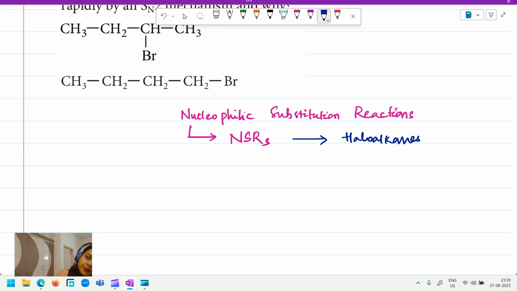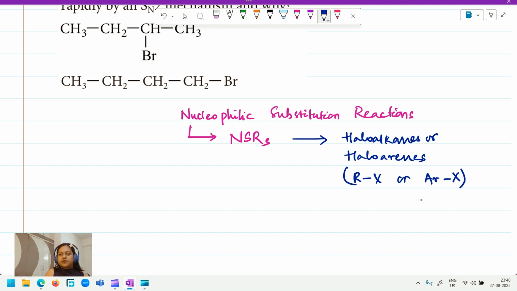Haloalkanes or haloarenes, meaning you can either have RX or ArX, where Ar stands for any aromatic group: a benzene ring with a halogen, and there could be any other substituent on the ring itself. We good? We're clear? There's a lot of static.